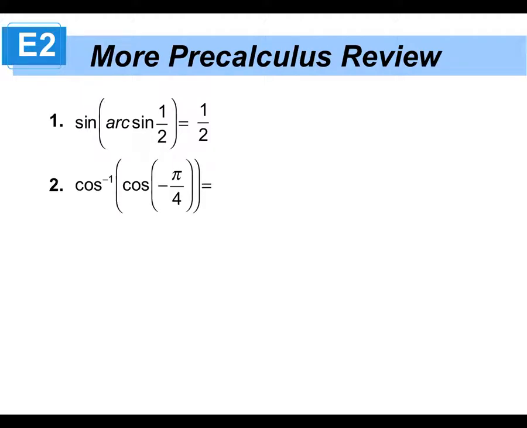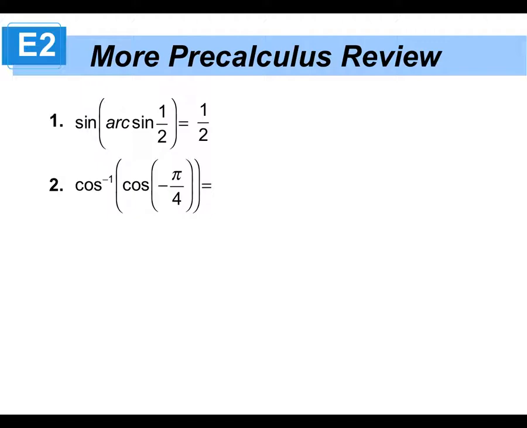So for instance, what's the inverse cosine of the cosine of negative pi over 4? What quadrant is negative pi over 4 in? Quadrant 4. Therefore, it's not just going to cancel itself out and get negative pi over 4. I've got to do the work.